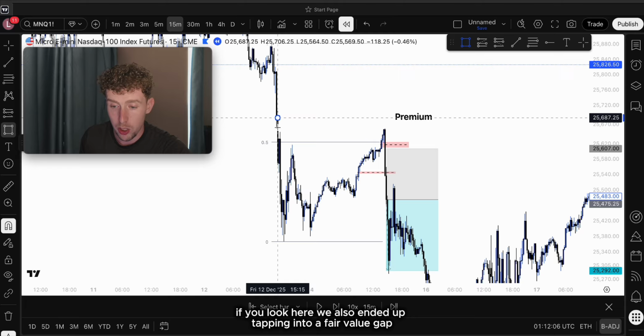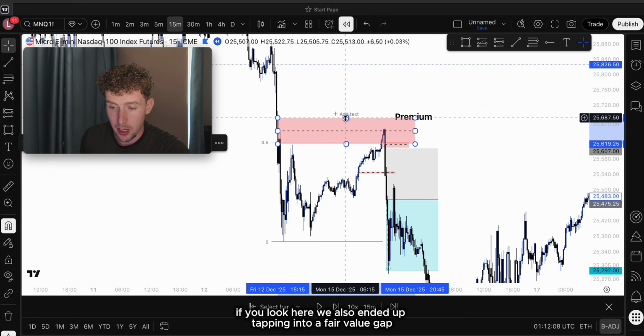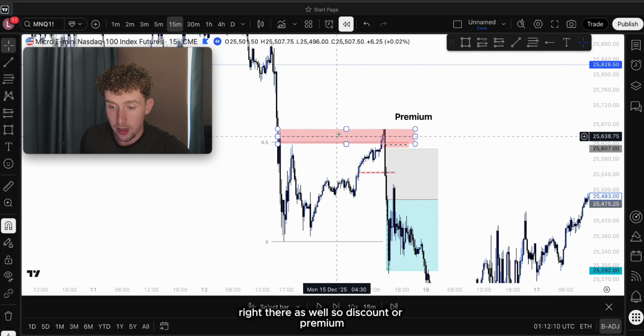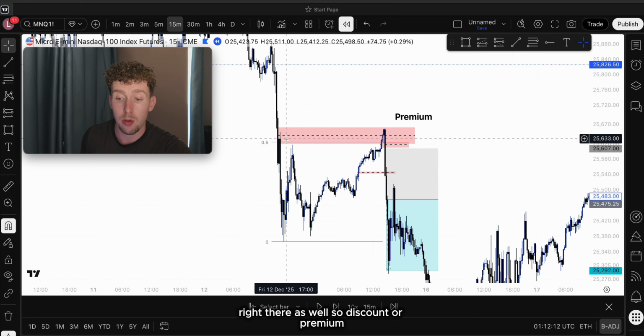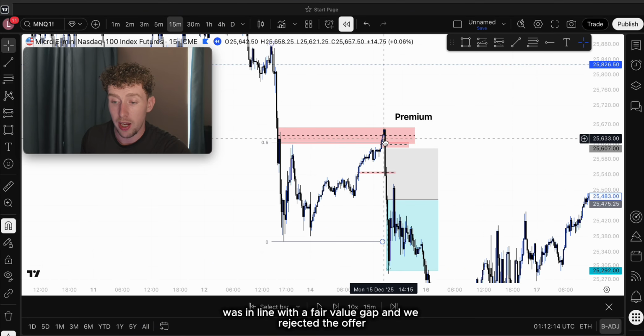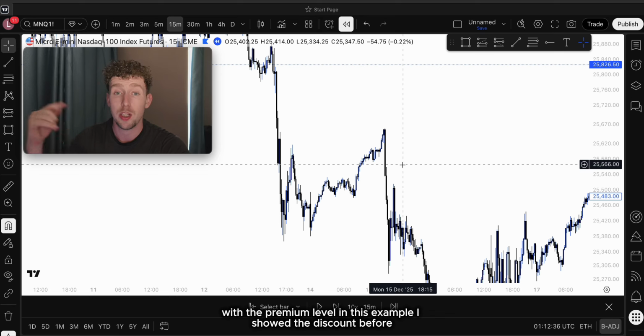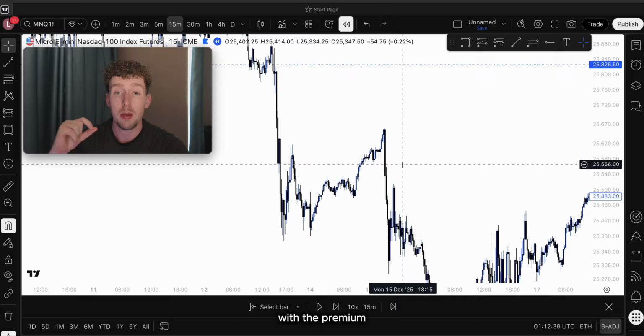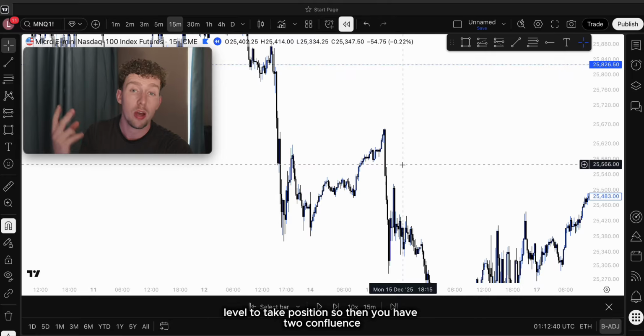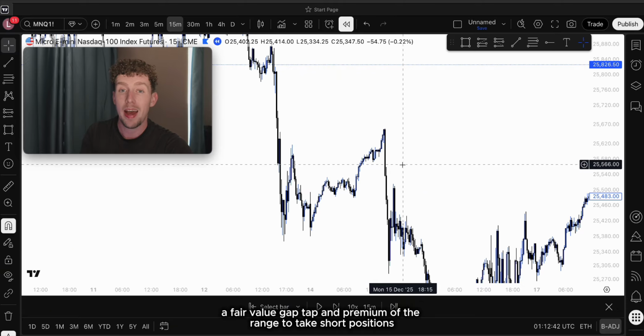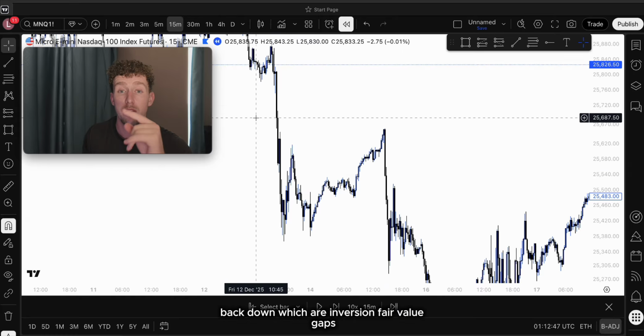If you look here, we also ended up tapping into a fair value gap right there as well. So discount or premium was in line with a fair value gap and we rejected off it. And you can see how we line up our fair value gaps with the premium level in this example. I showed the discount before with the premium level to take position. So then you have two confluence, a fair value gap tap and premium of the range to take short positions back down with your inversion fair value gaps.